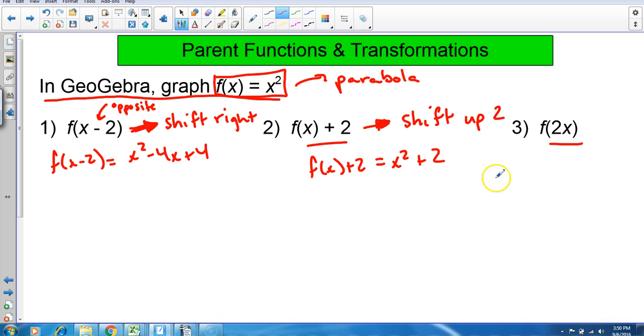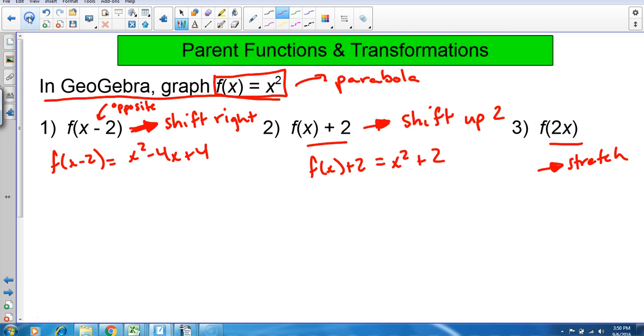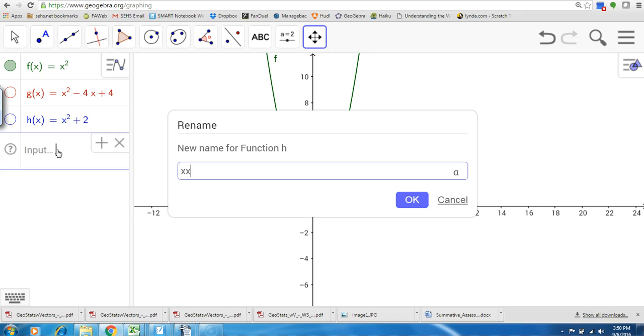Last one here, f of 2x. And when we looked at f of 2x before, what we said was this is called a dilation or a stretch. And let's take a look at what happens on the graph. F of 2x, we simplified that before on the last page, and we ended up with f of 2x equals 4x squared. So when we stretch this, we get something algebraically that looks like 4x squared. But on GeoGebra, we get something that looks like this.